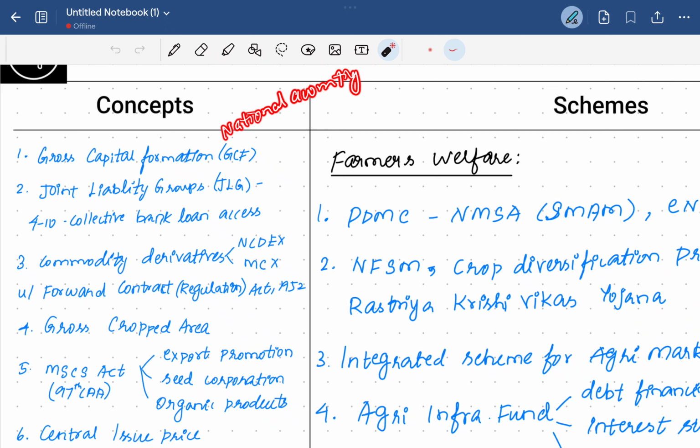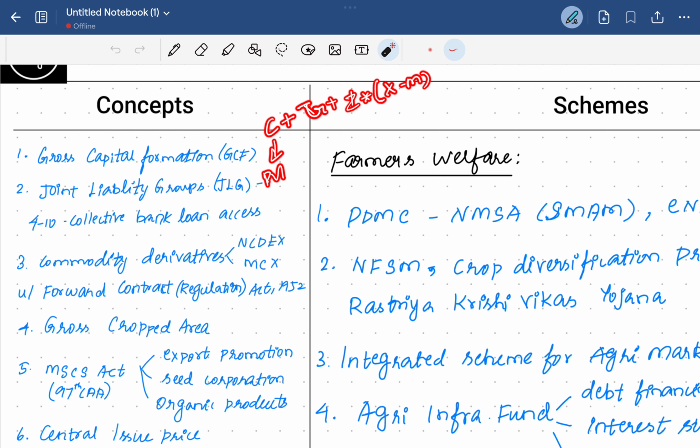During the national accounting, we have many methods for calculating the national income. That is the income method, expenditure method, and the product method. Here, the gross capital formation can be known from the expenditure method. Through the expenditure method, we all know the formula: C plus G plus I plus X minus M, that's the net exports.